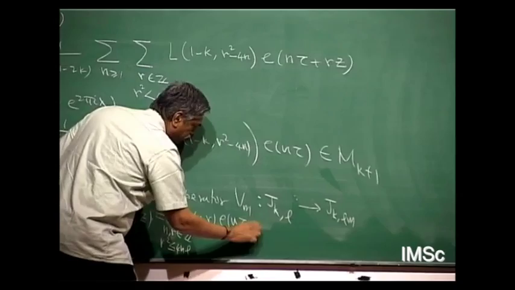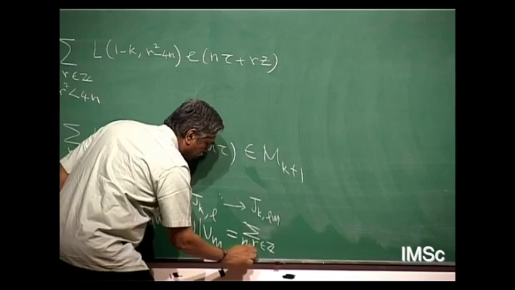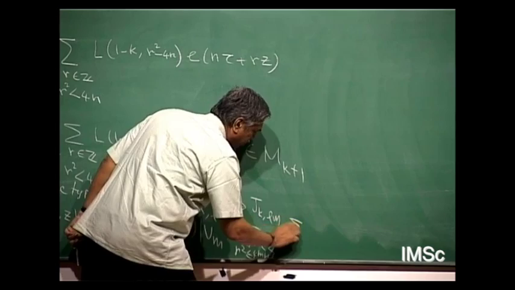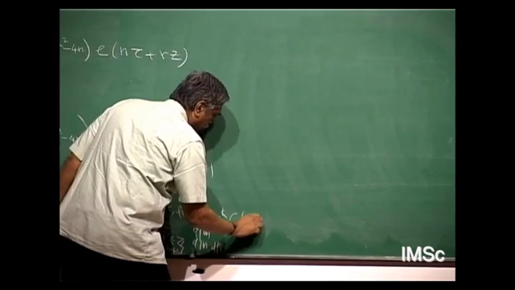this φ bar V_m is nothing but the summation over r square less than or equal to 4mnl. This is summation over d dividing m, d dividing n, d dividing r, d power k, c of mn by d square, r by d.